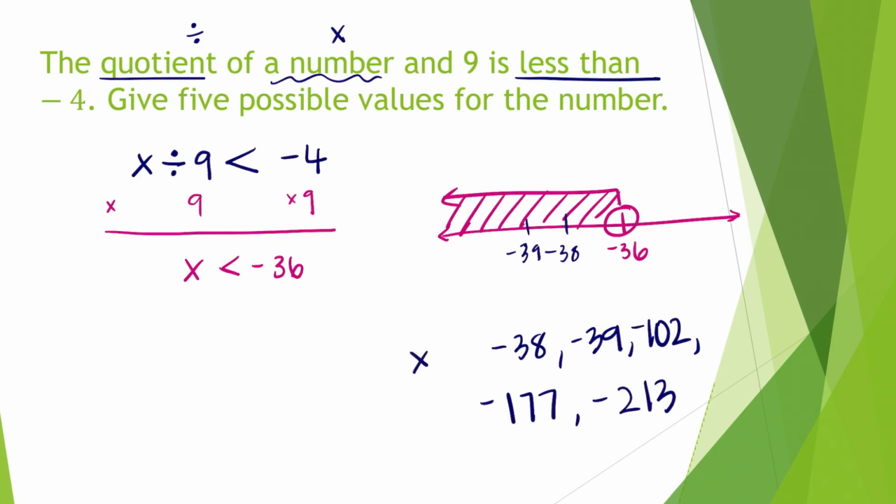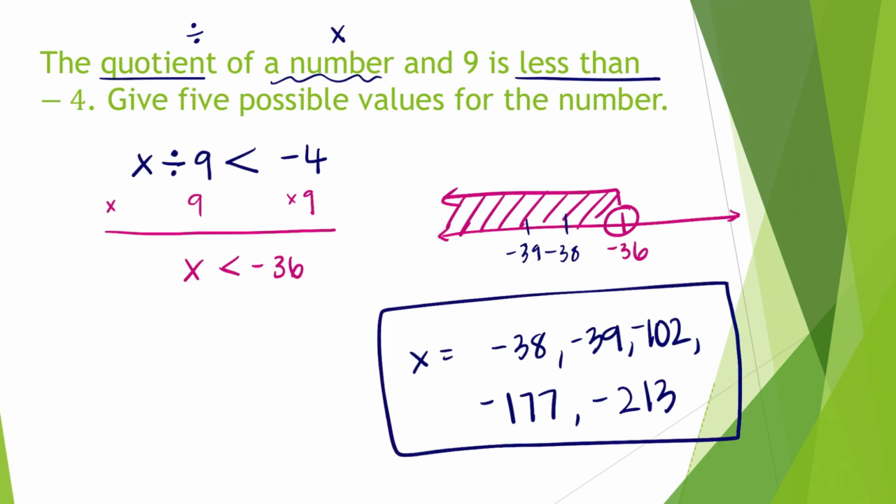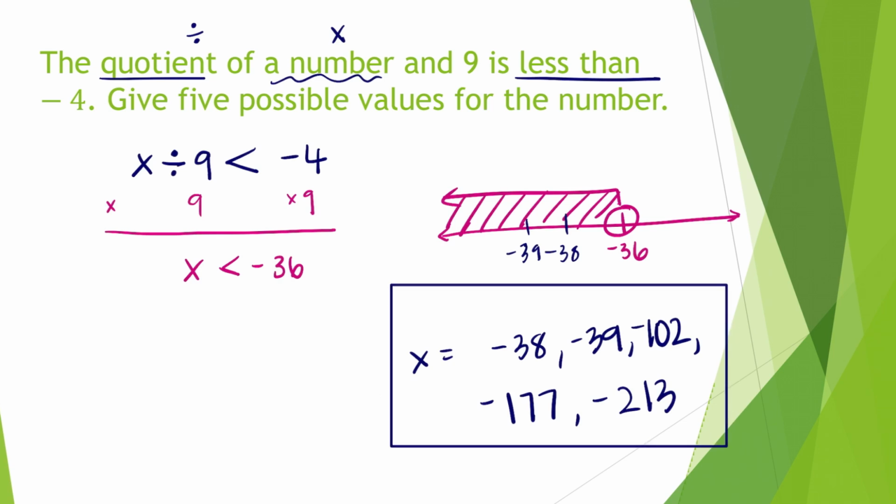There you go. So those are some 5 possible values that fulfill this requirement. Not all of them are going to be integers. In fact, most of them won't, if any, but they do fit in this category, and it doesn't say it has to be a whole number. It just says it has to be less than negative 4.